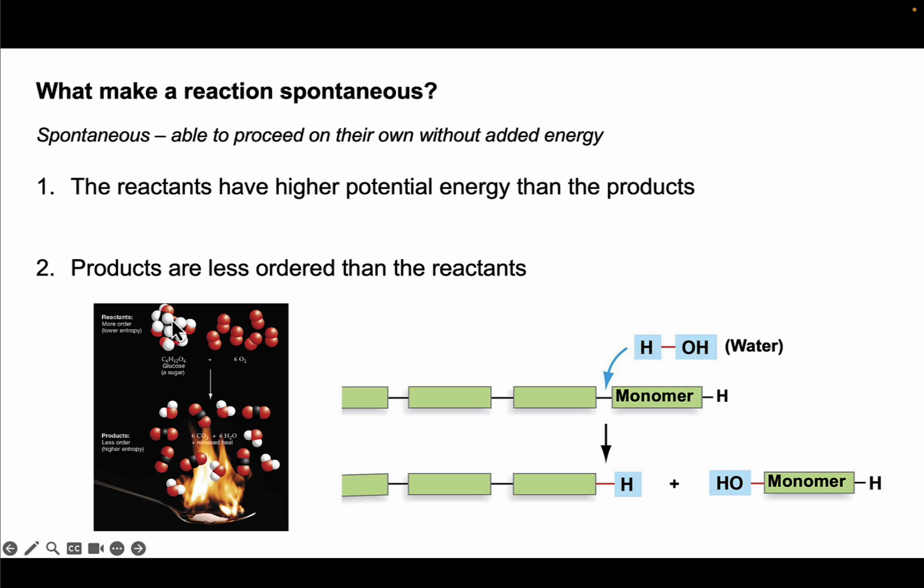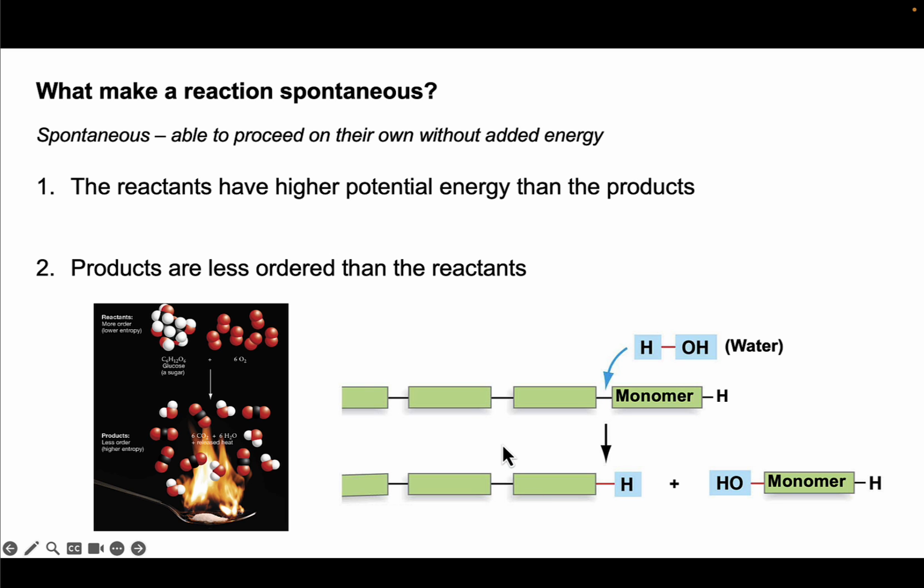But also what you notice is that here we had 1 molecule of glucose, and so it was really organized. And now all of the glucose has been converted into CO2. And so there's a lot more molecules. This is way more disordered and less organized than the sugar. Another example that we've already talked about is the hydrolysis of monomers from a polymer. And so here we put in water and one of the monomers comes out from this polymer.